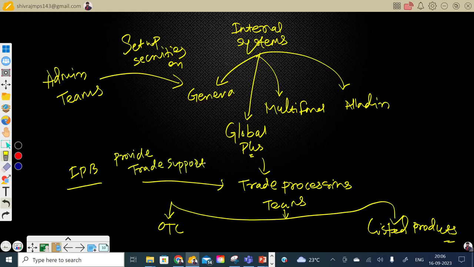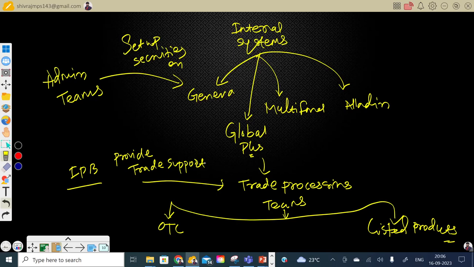Brokers provide trade supports, and trade processing teams want the same trade support document. So trade processing teams can refer to the same documents or contract notes or details to create the records in the internal accounting system. So now you can relate.